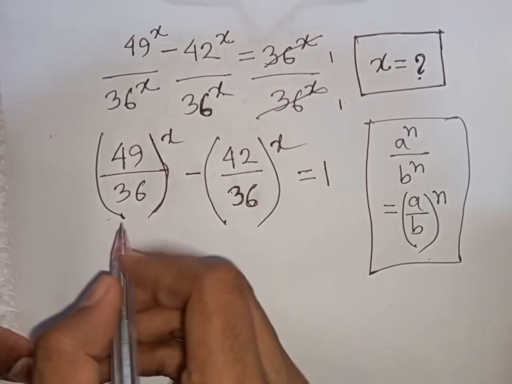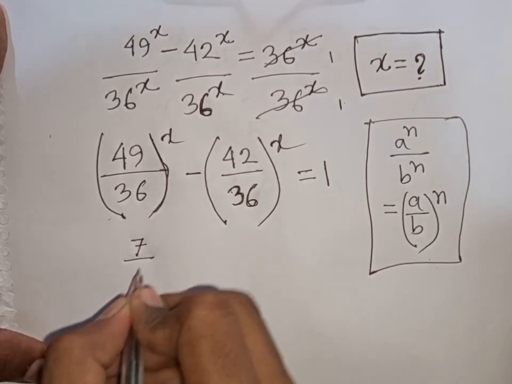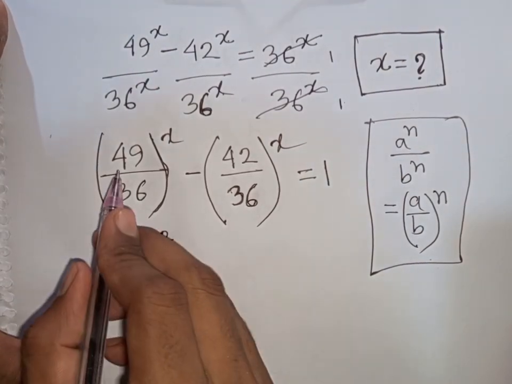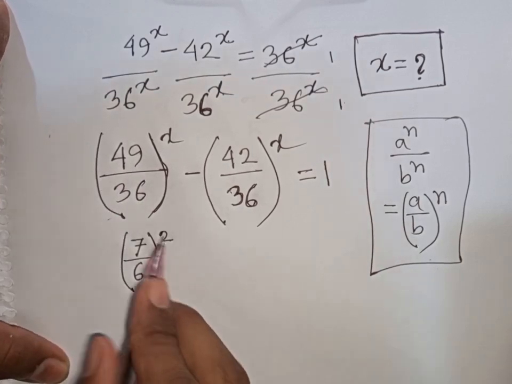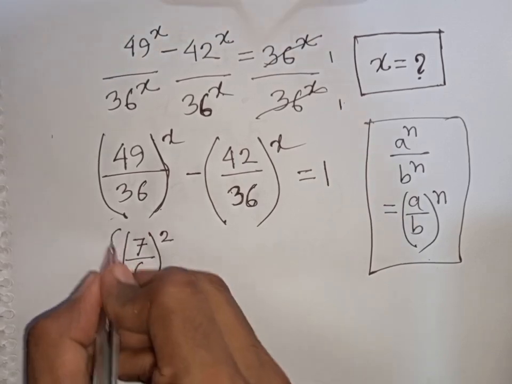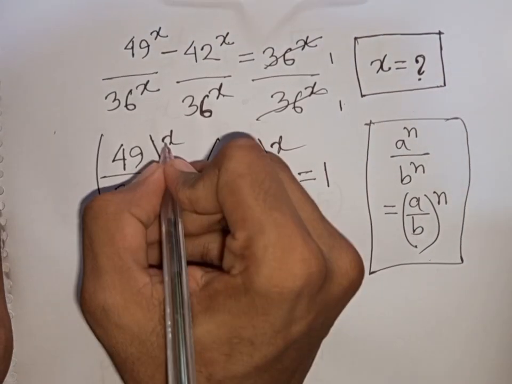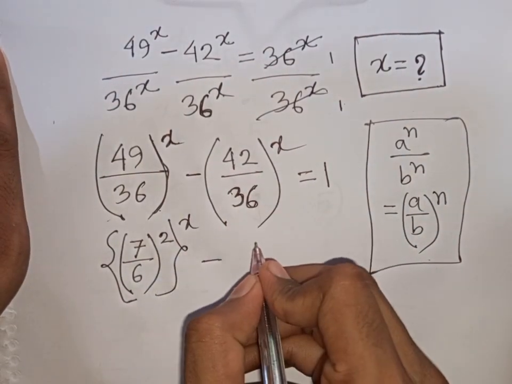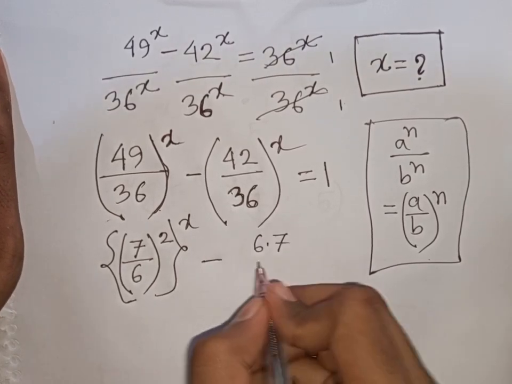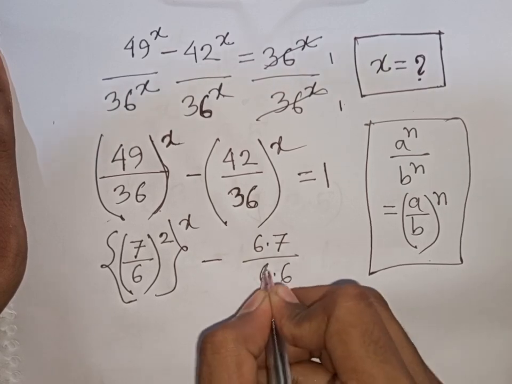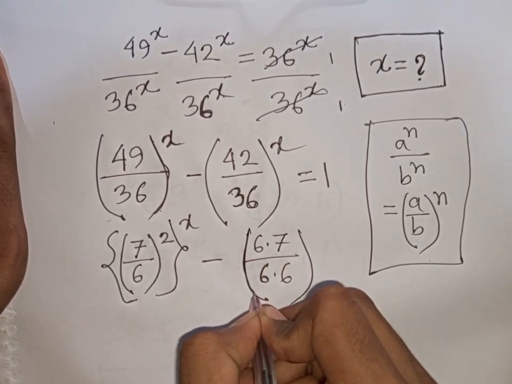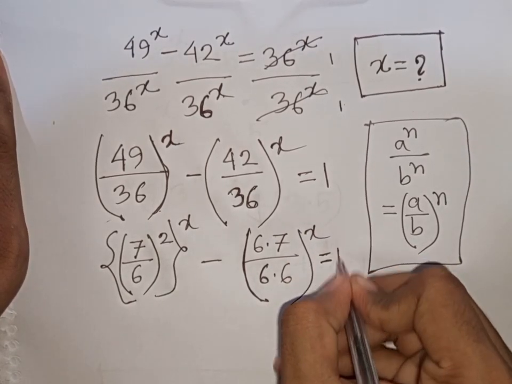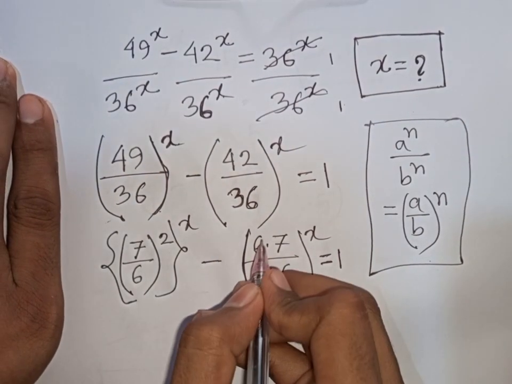Now 49 over 36 can be written as 7 over 6, then bracket power of 2. 7 squared is the same as 49, 6 squared is the same as 36. Then this first bracket can be written as second bracket, then power of x, minus 42 is the same as 6 times 7 over 36 is the same as 6 times 6, then bracket power of x is equal to 1. Now we see this 6 will be cancelled.